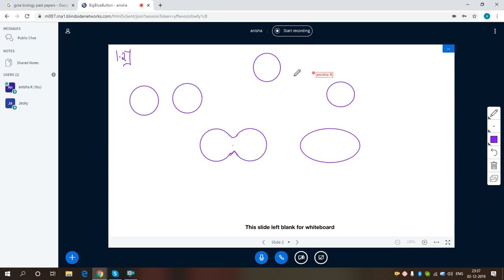Okay. Now if you notice what is happening in A, they have given a nucleus and there is something like this. B, you have the set of chromosomes, right? This is A.